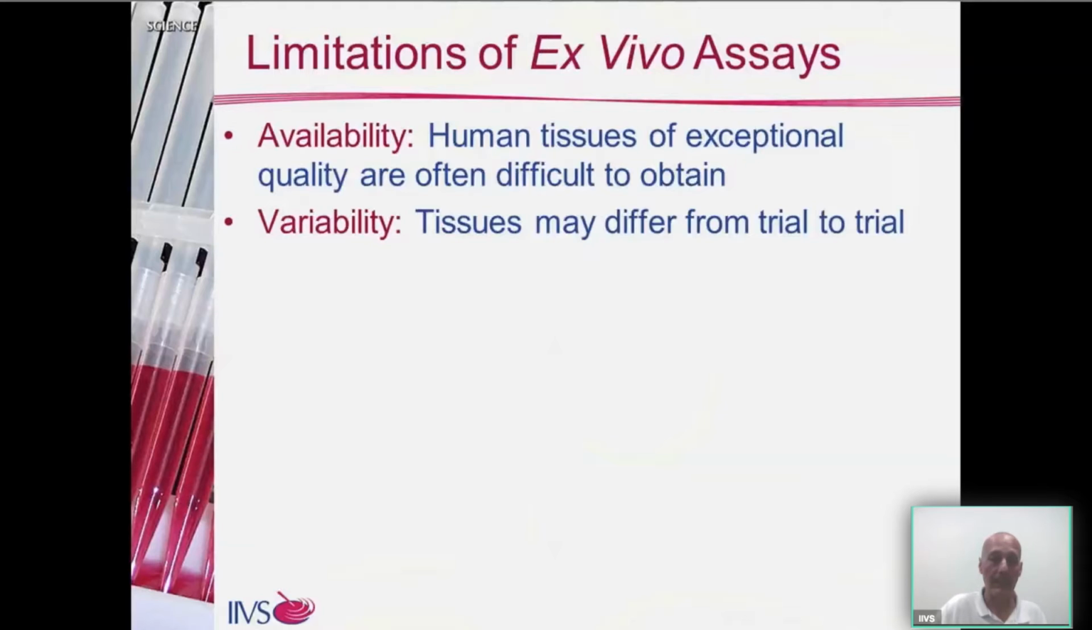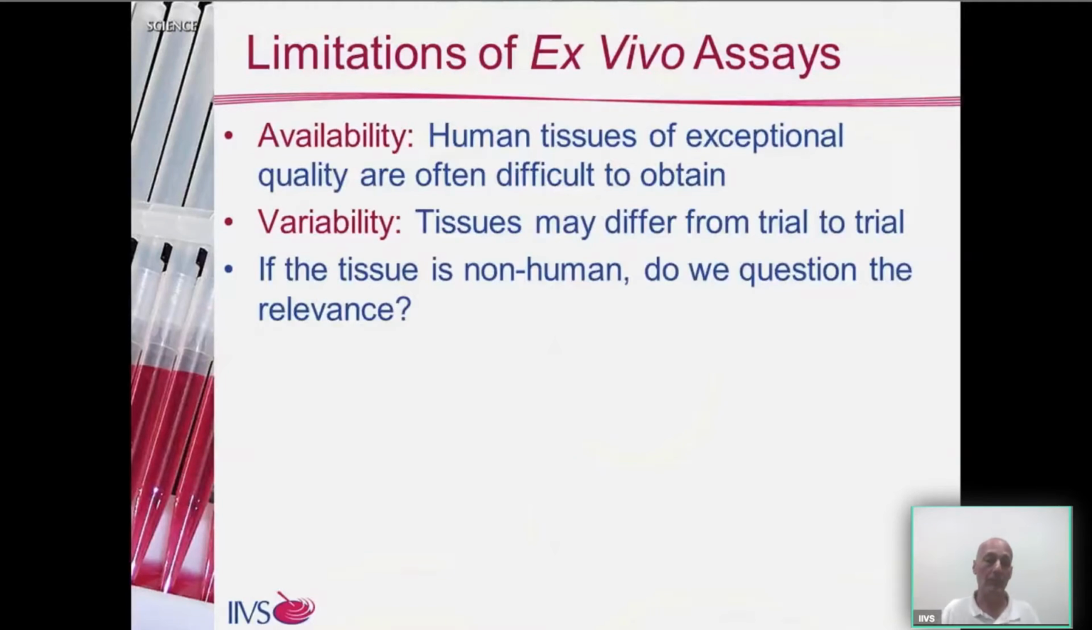But as any assay has, we also have to consider the limitations of ex vivo assay systems as well. And the first may be the issue of availability. Human tissues of exceptional quality are often difficult to obtain, so then sometimes we have to look at other sources of ex vivo tissues. There may be also variability issues, as the tissues may differ from trial to trial, particularly from human subjects. If the tissue is non-human, do we question the relevance? We should. We should definitely consider that.